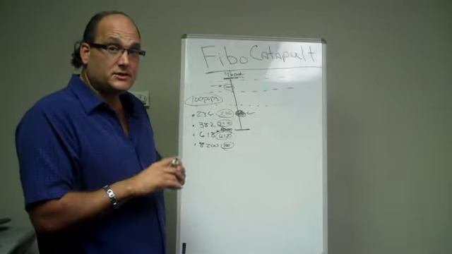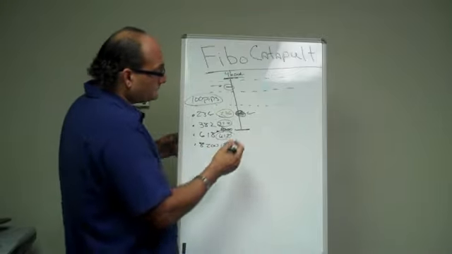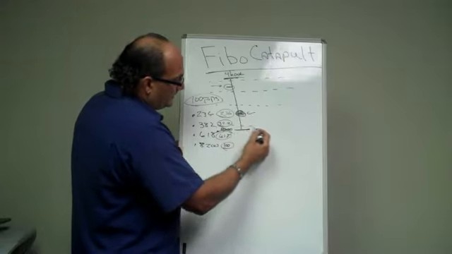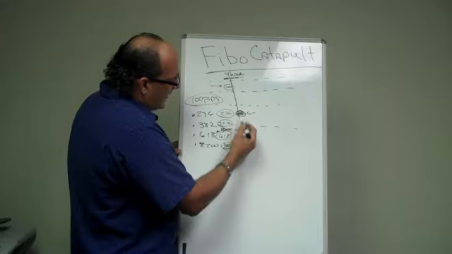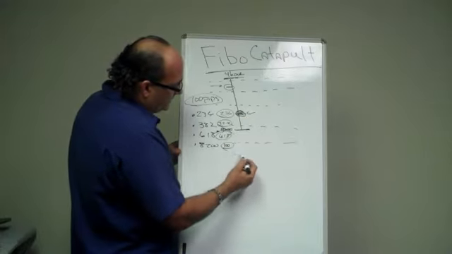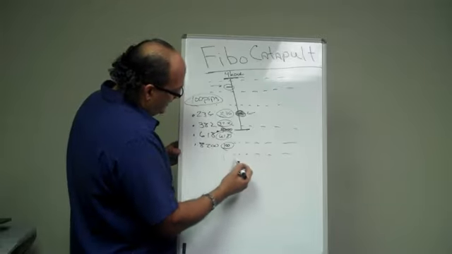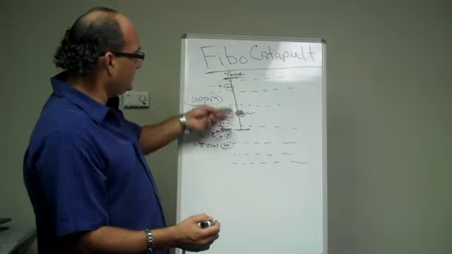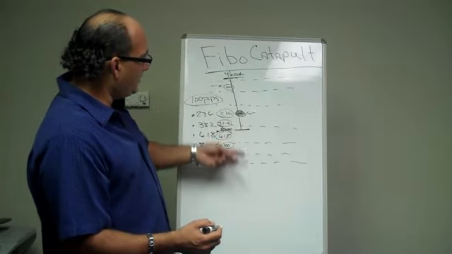Now, the next thing that you're going to want to do with this is you're going to want to subtract 23 pips from the close. You're going to want to subtract 38 pips from the close. You're going to want to subtract 61 pips from the close. And you want to subtract 82 pips from the close. So basically what you're doing is you're getting an upper and lower boundary.